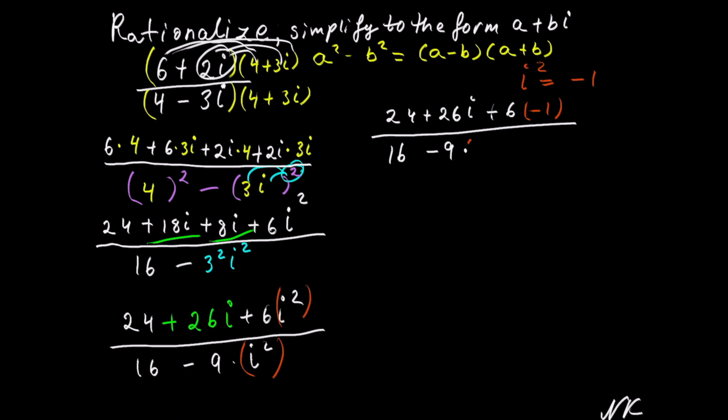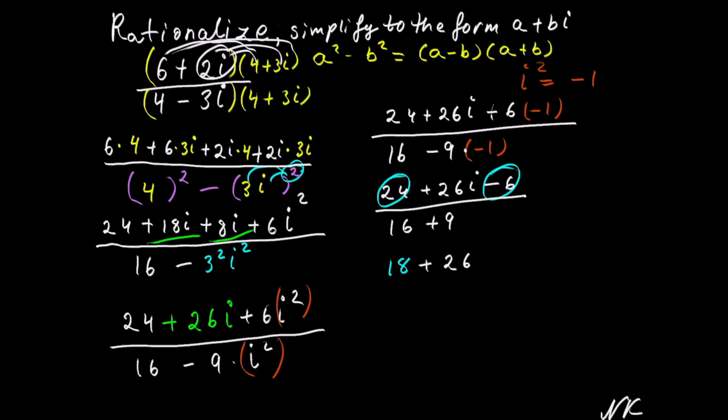instead of i squared we put -1, and we get 24 plus 26i. Positive 6 times -1, we will get -6 out of 16. -9 times -1, so we have 16 plus 9. Let's combine like terms in the numerator. We have 24 minus 6, which will give us 18, plus 26i out of 16 plus 9 is 25.